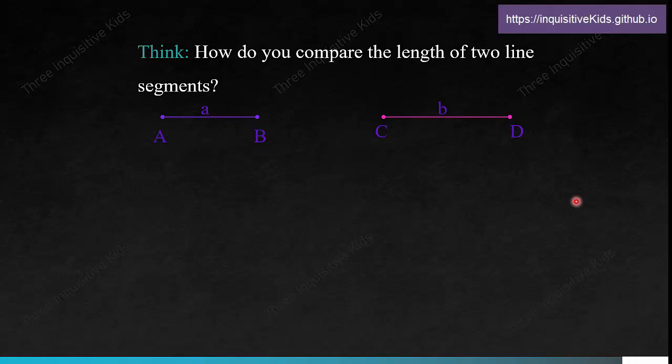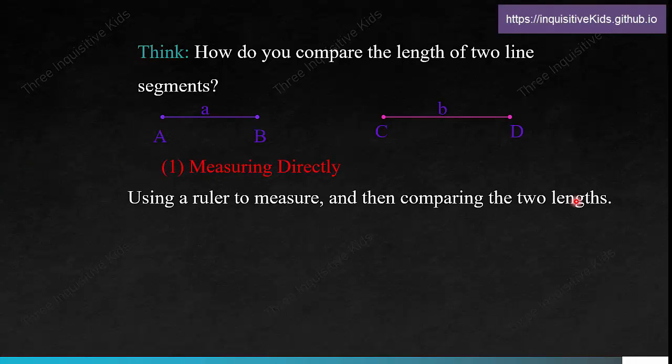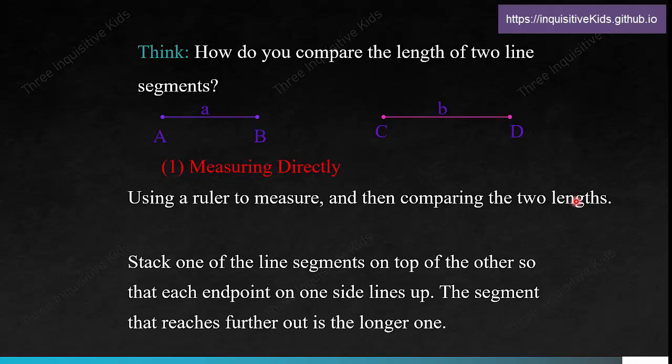Line segment AB and line segment CD. First is measuring directly. We can use a ruler to measure, so we can find their individual values and then compare which value is larger, which value is shorter. And we can also stack one of these line segments on top of the other so that each endpoint on one side lines up. The segment that reaches further out is the longer one. So that would be stacking figures.